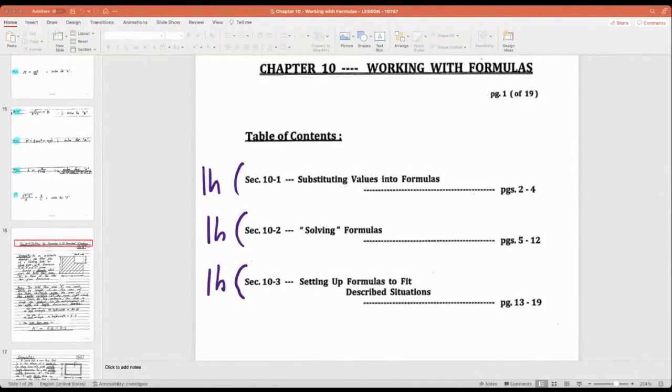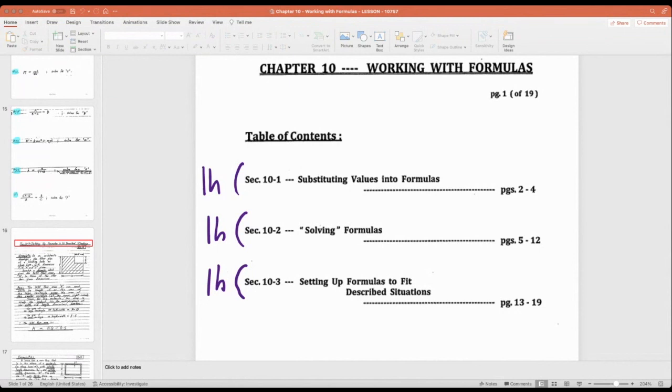In this first lesson, we'll spend the first hour talking about substituting values into formulas. I don't think that'll take us the full hour, so we'll switch over to the middle section, which is solving formulas or rearranging equations and formulas. The middle one requires probably the most amount of effort in terms of writing. Once we get through those two sections, I think that will be sufficient for today's lesson.